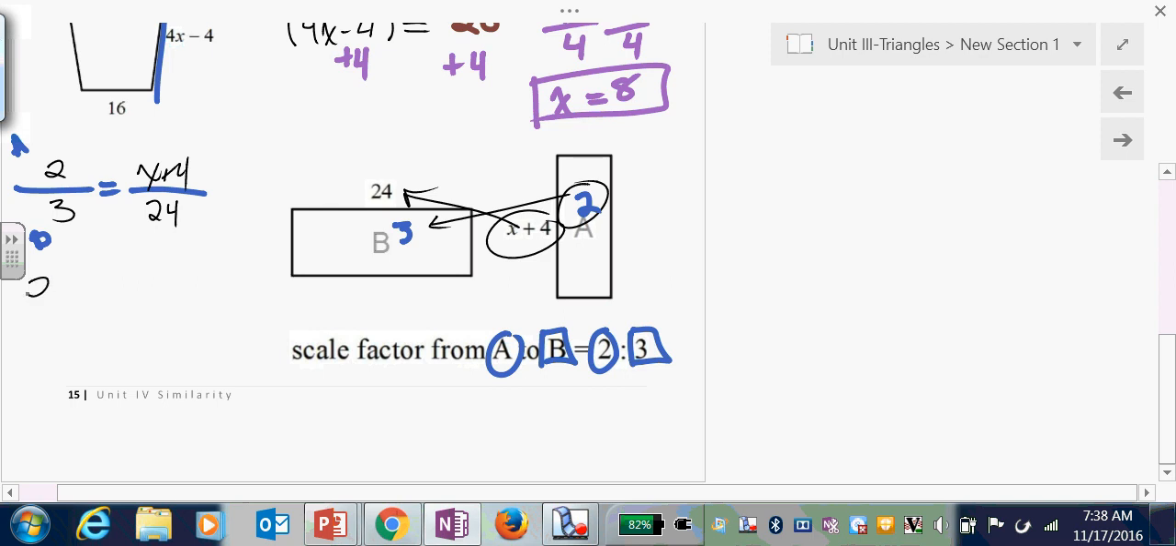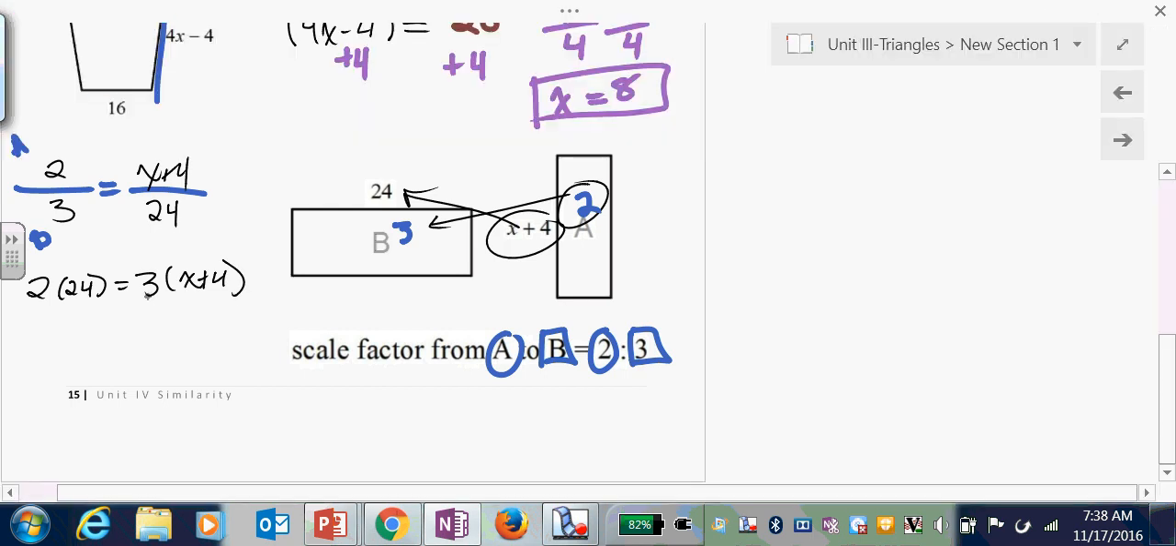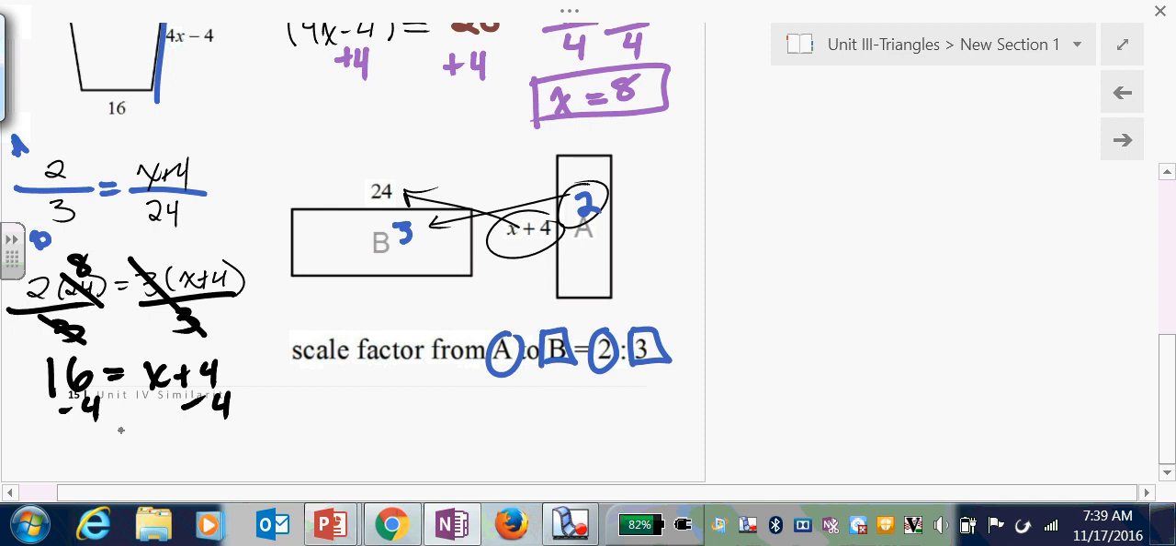Cross multiply. I have 2 times 24 equals 3(x + 4). Going to go ahead and get rid of that 3. And that 3 only works from the outside. Over here, that's 3, and that's going to be 8. So I have 16 equals x plus 4, minus 4, of course, and you end up with 12 equals x.